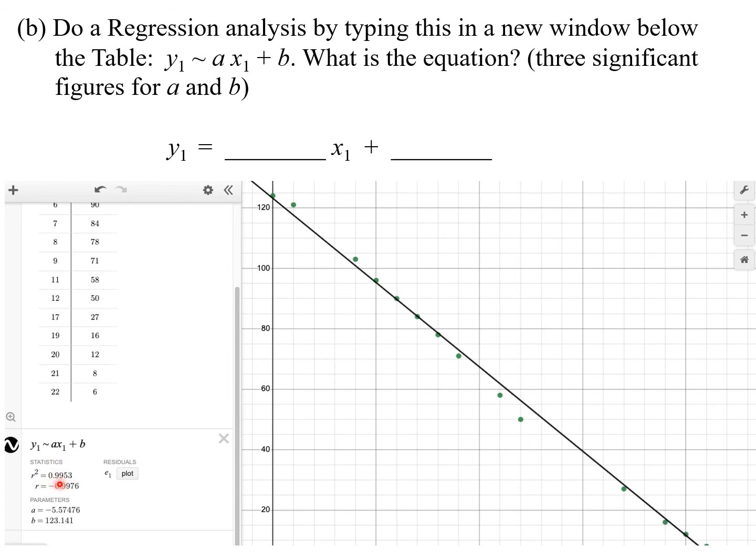But that's immaterial to our needs. What we want is the a and the b, and that gave us right here. And to 3 sig figs, a is negative 5.57 and b is 123. So that's the equation that we want right there, and that models this situation.